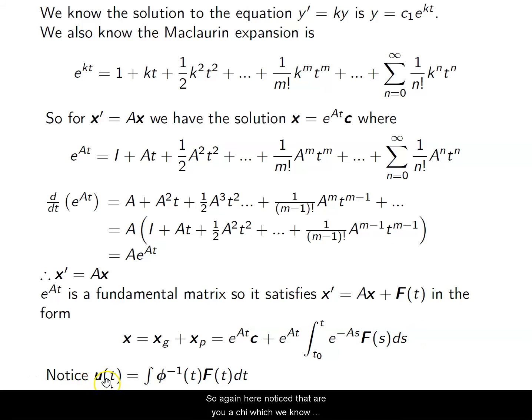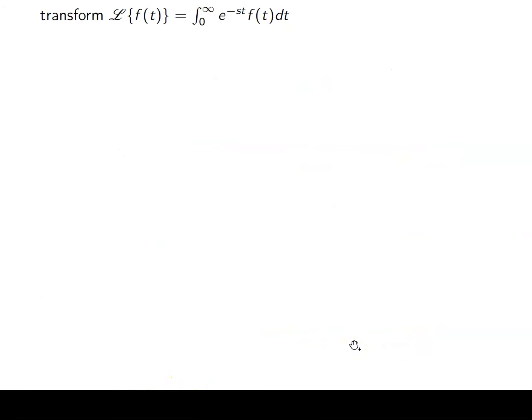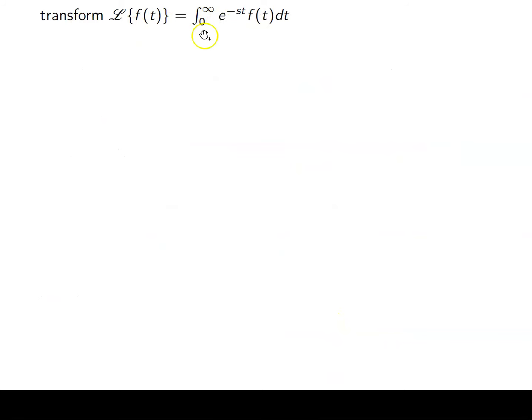So again, here, notice that our u of t, which we know is phi inverse of t times f of t, okay, is replaced by e to the negative as, right, because that's an inverse, right? So this, from the last time, is now being replaced by the Laplace transform, okay? So from 0 to infinity. So generally, that's what we're going to actually do. We'll have this t naught as 0, and we will go to infinity, right?